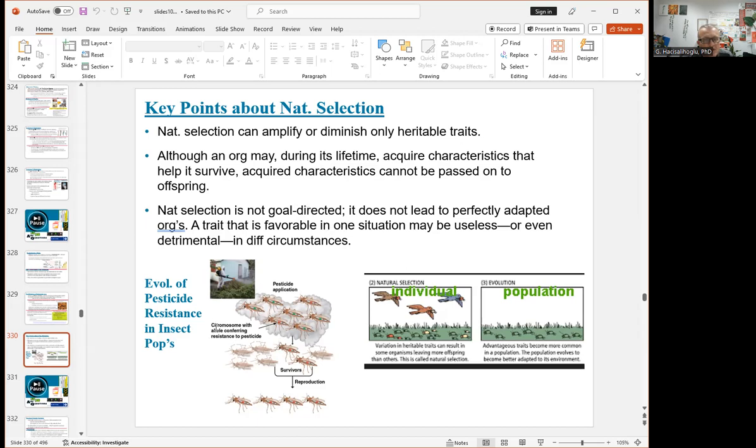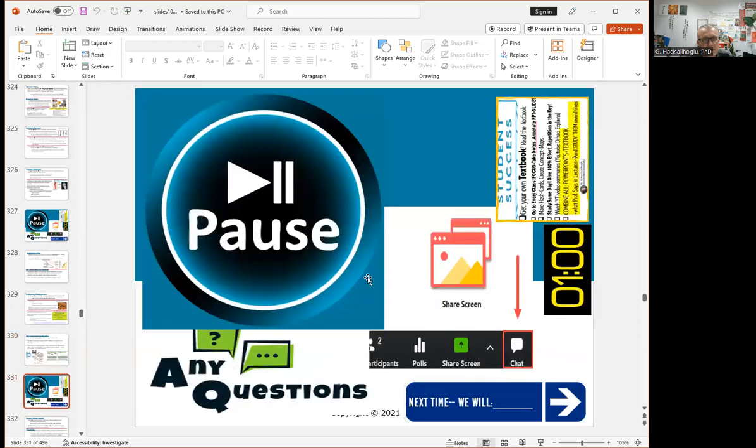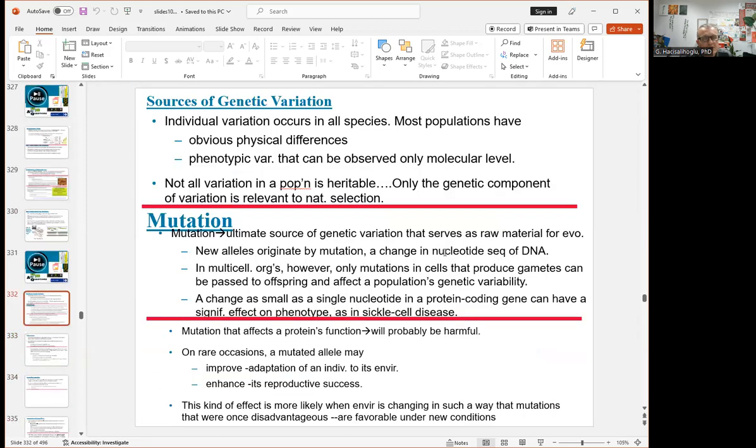So there is more information here. Evolution of pesticide resistance in insect populations. You can see here, and again, we're talking about populations, not individuals, when we talk about evolution. Okay.